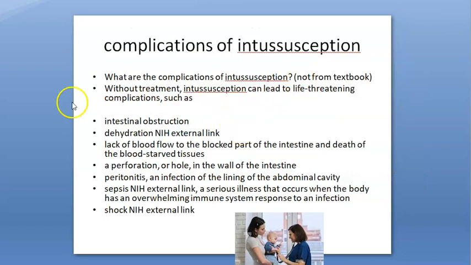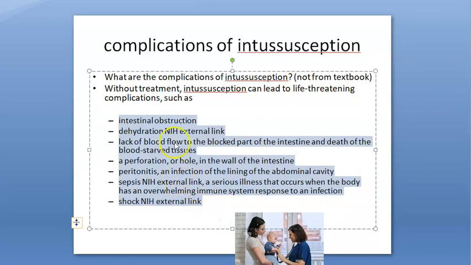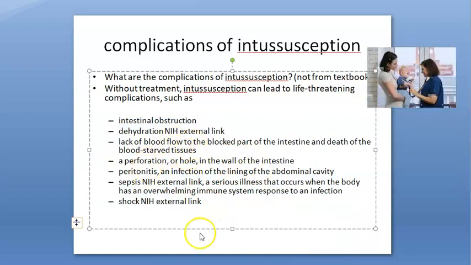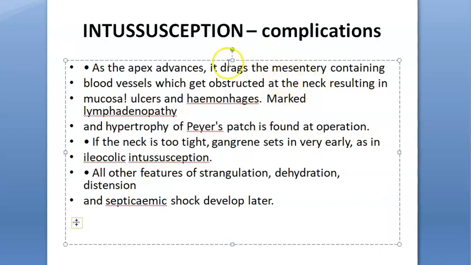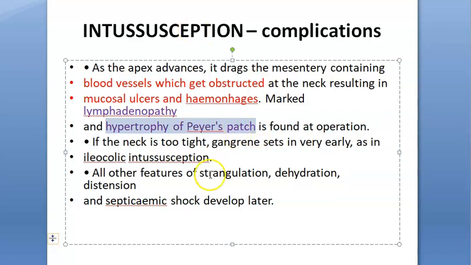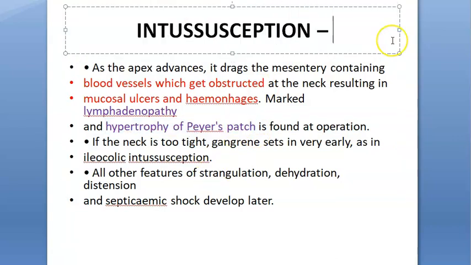So do you know the complications of intussusception? It can become intestinal obstruction, dehydration, lack of blood flow, perforation, peritonitis, sepsis, shock. Okay, so basically this is according to the textbook. The mesentery gets dragged into the intussusception, right? What will happen? The blood vessels will get obstructed and there will be mucosal ulcer and hemorrhage. So this is why there is red currant jelly. There can be lymphadenopathy. Obviously that is why the Peyer's patches are hypertrophied, and that is actually the cause. I wouldn't say it's a complication. It's more like a cause of the intussusception.